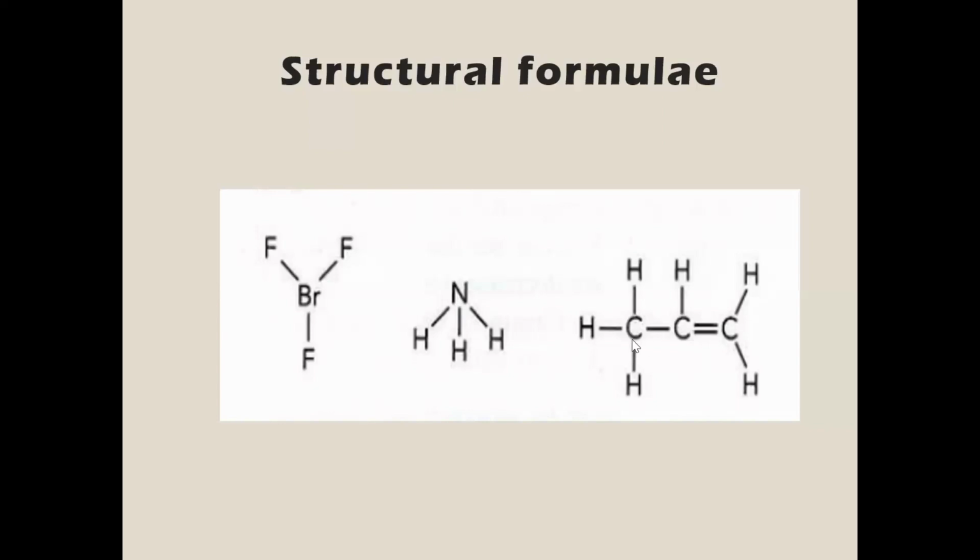We have 3 carbons and 6 hydrogen. So as you can see, we know from the structure formula what are the elements involved in that compound and how many atoms of each element and what are the type of bonding.